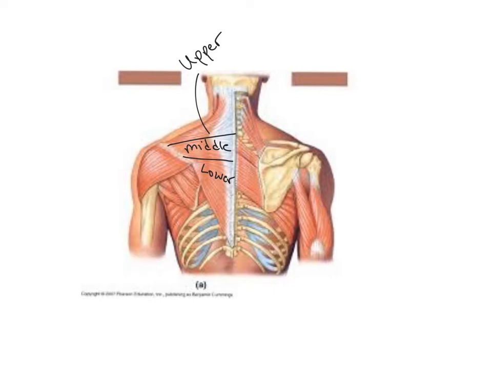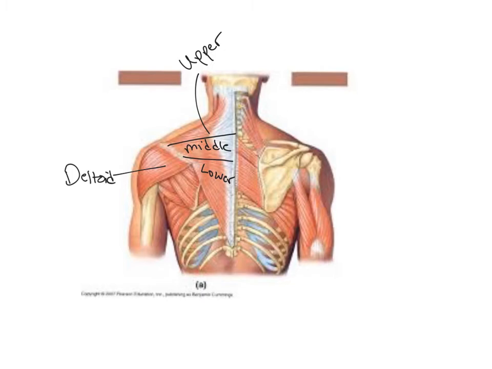The upper fibers cause elevation of the scapula, as well as extension of the head. The middle fibers cause elevation of the scapula, a little bit of upward rotation, and adduction or retraction, while the lower fibers, because they're pulling down in contrast to the rest, cause depression, as well as retraction and upward rotation.